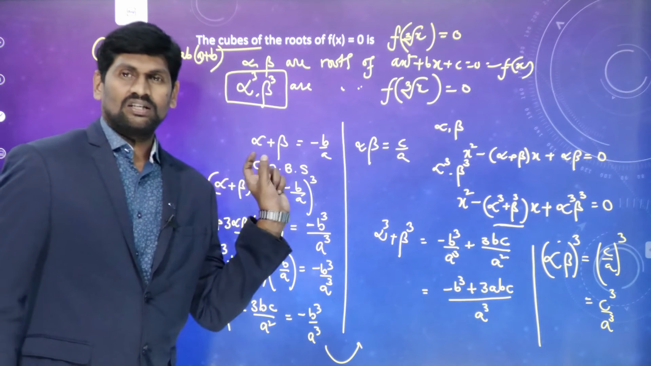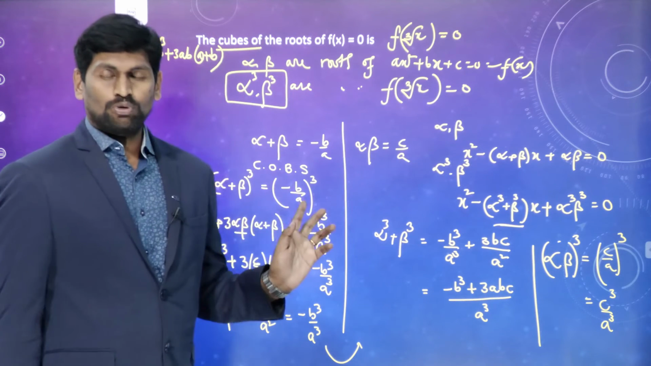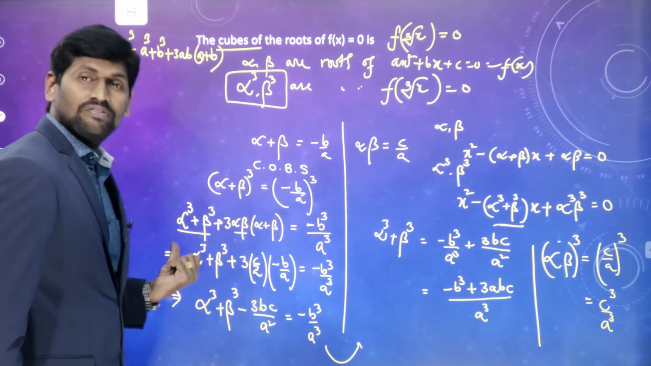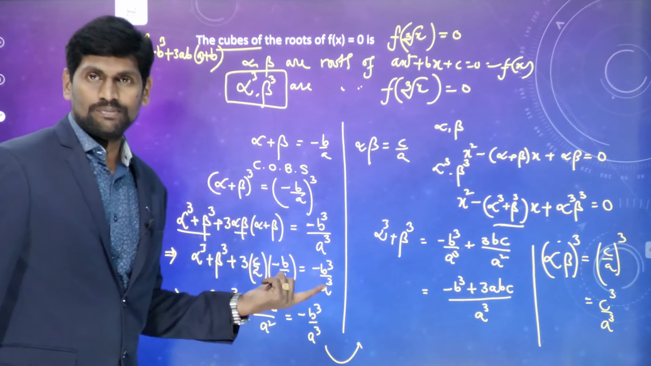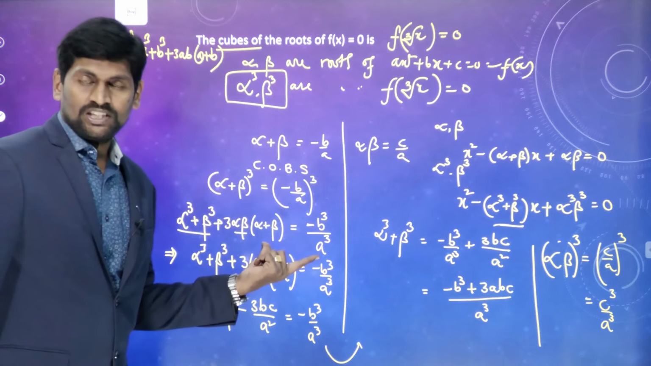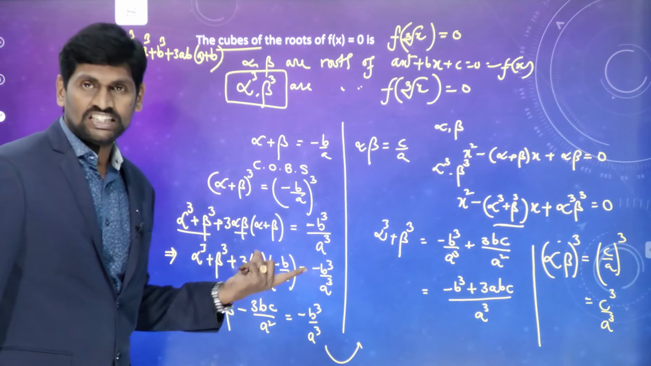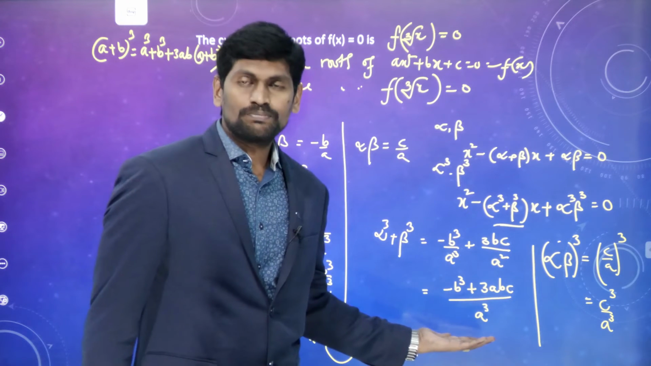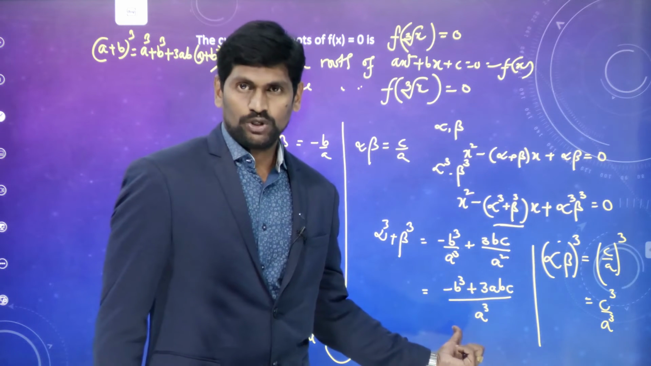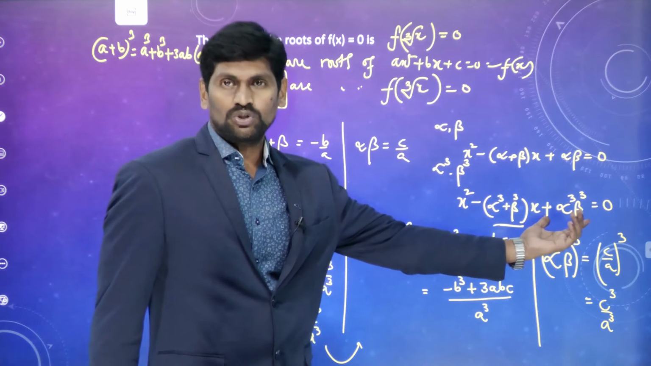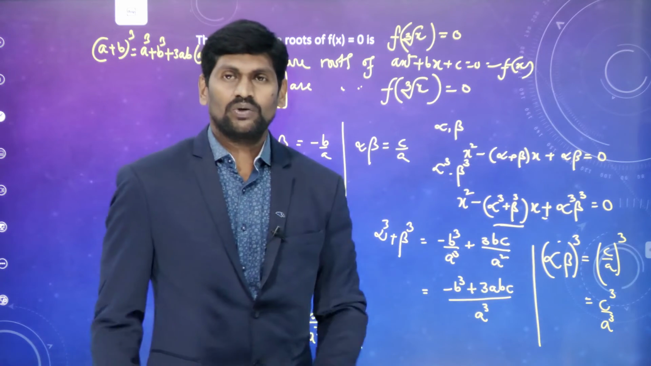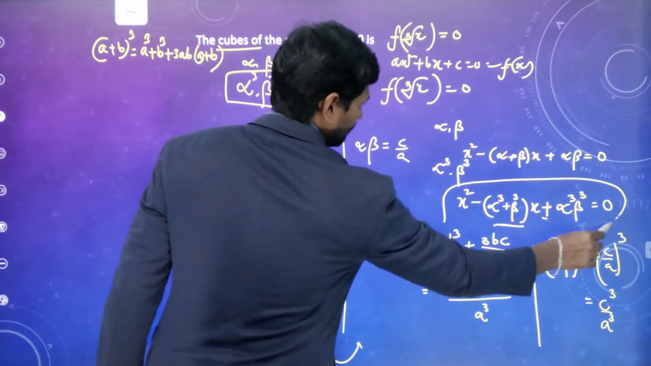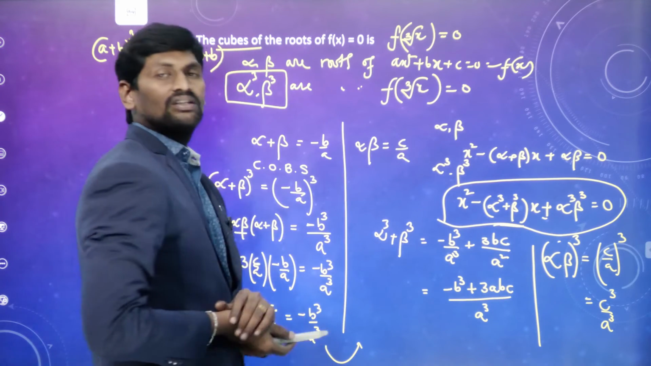I am just taking the sum of roots and cubing on both sides, applying the (a plus b) whole cube formula, which is in the form of a cube plus b cube plus 3ab into (a plus b). In the place of product of roots and sum of roots, I substitute the values and transpose that side. Finally, we got the result minus b cube plus 3abc by a cube. And (alpha into beta) whole cube, this one, (c by a) whole cube, c cube by a cube. Now we want the required equation. Substitute.